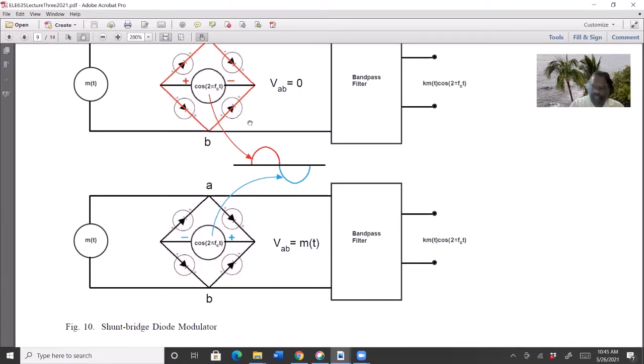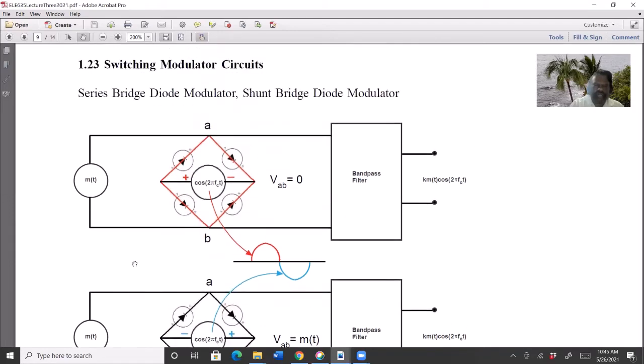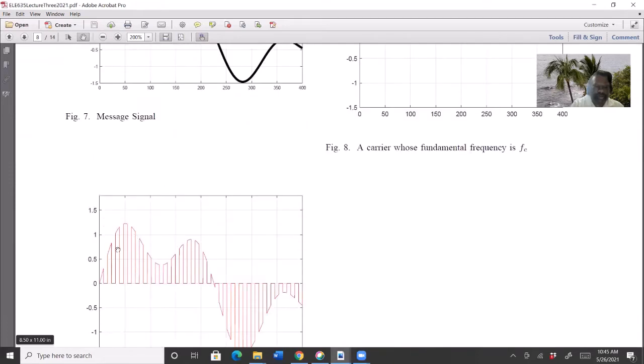So basically, to repeat, during the negative swing, you can throw away this circuit because this is not conducting. It's like an infinite resistance. If you connect point A and B with an infinite resistance, it is as if there is nothing, because infinite resistance is not going to allow any current to flow. So during the negative swing, VAB will be exactly equal to m(t), which is what happened here. It tracks m(t).